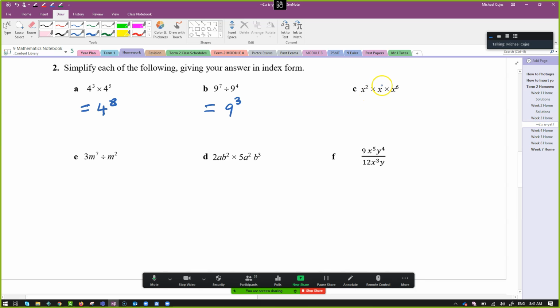X to the 2 times another x. That x on its own has a power of 1. Don't forget to add it. This is going to be x to the 2 plus another one is 3 plus 6. X to the power of 9.